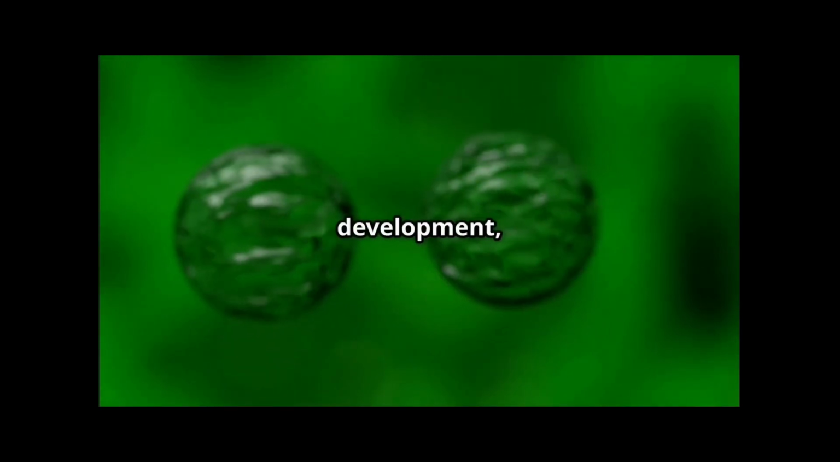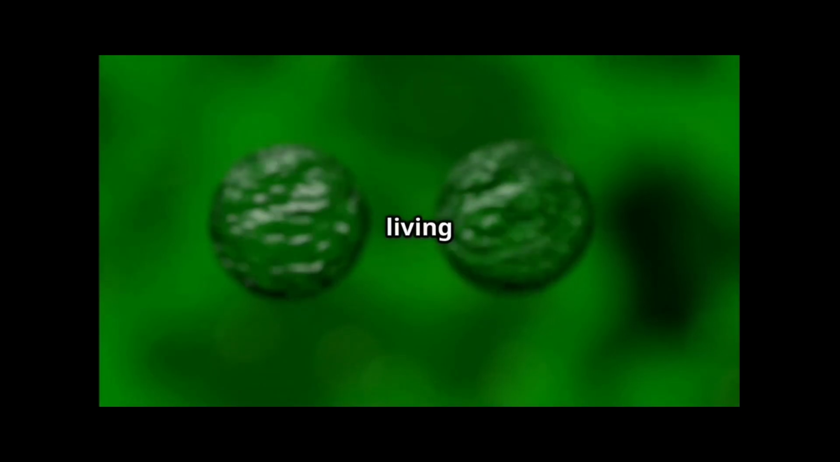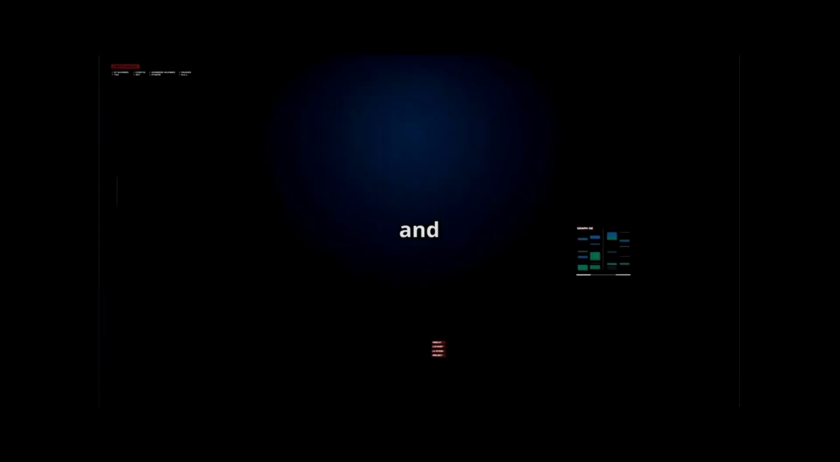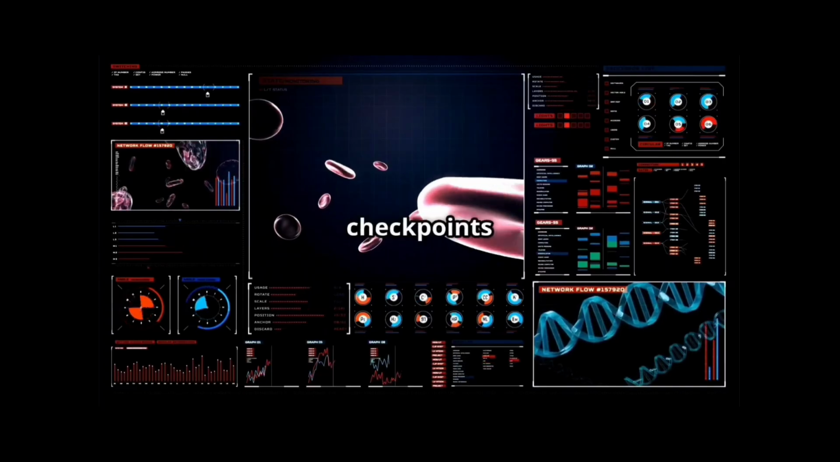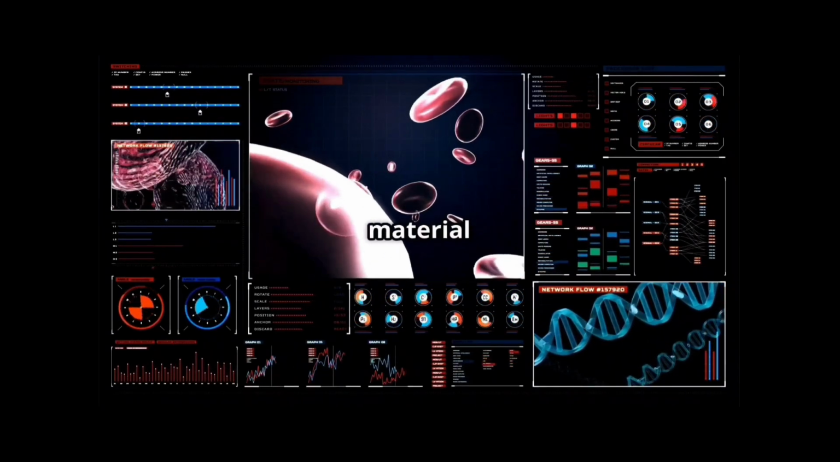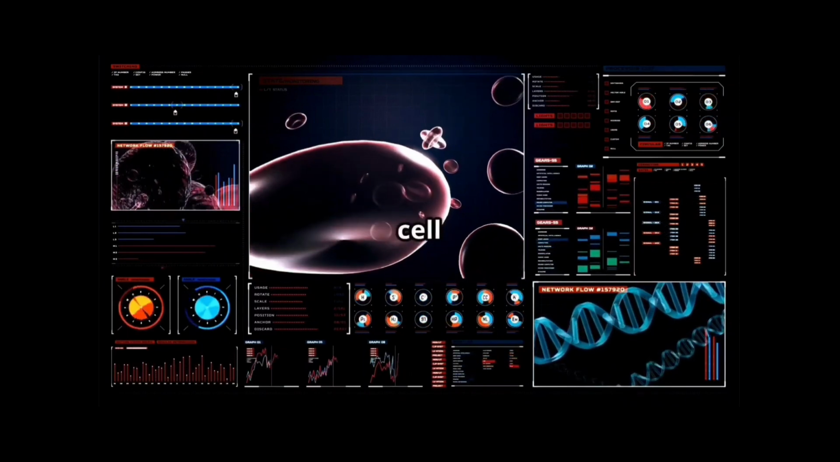Cell division is a fundamental process that is essential for growth, development, and reproduction in living organisms. The processes of mitosis and meiosis are complex and tightly regulated and involve several stages and checkpoints to ensure the integrity of the genetic material and the fidelity of the cell cycle.